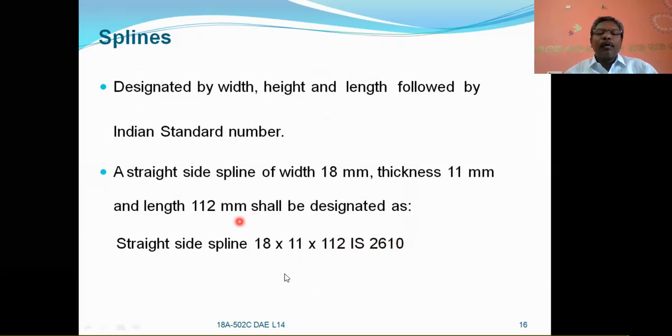If you have a spline shaft with a designation like this, simply think that it is a straight-sided spline having its width 18 mm, thickness 11 mm, and length 112 mm as per Indian Standard 2610 of 1966. This is how you can explain the spline shafts.